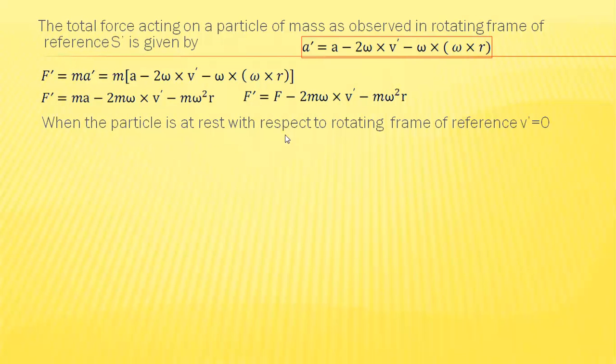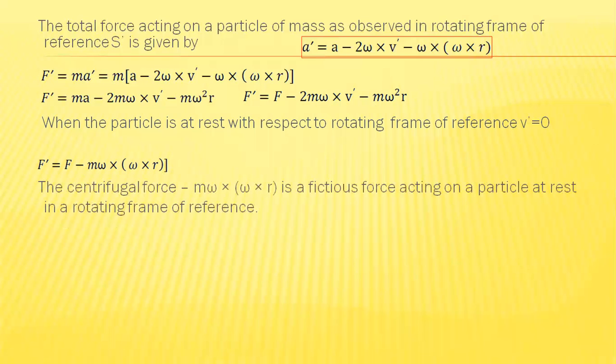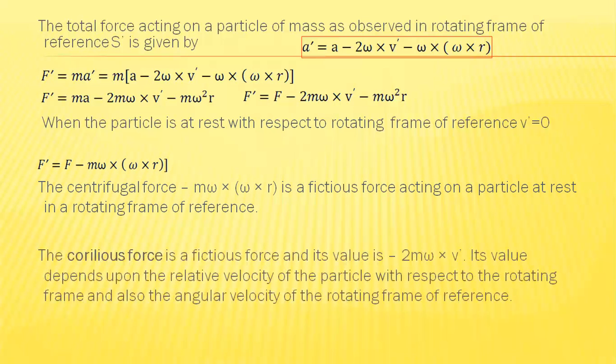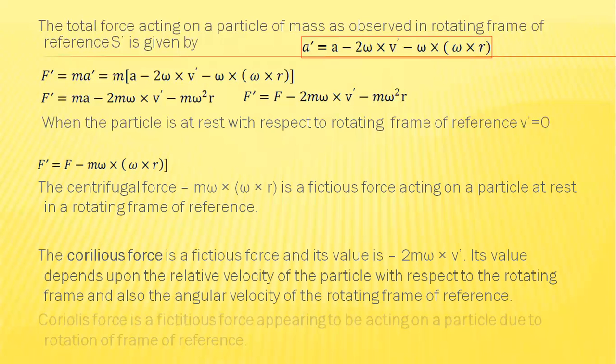When the particle is at rest with respect to the rotating frame of reference, v dash equals 0, then F dash equals F minus m omega cross omega cross r. Here the centrifugal force, minus m omega cross omega cross r, is a fictitious force acting on a particle at rest in a rotating frame of reference. The Coriolis force is a fictitious force and its value is minus 2m omega cross v dash. Its value depends upon the relative velocity of the particle with respect to the rotating frame and also the angular velocity of the rotating frame of reference.